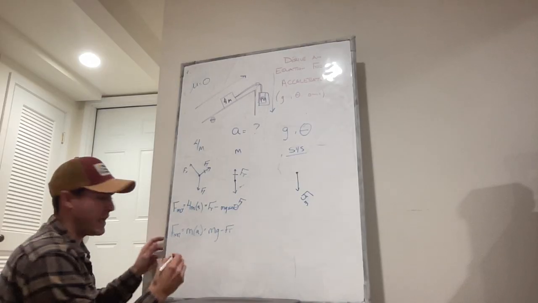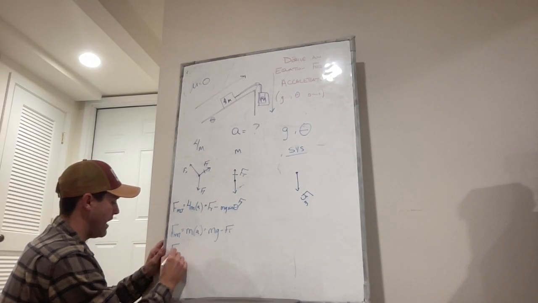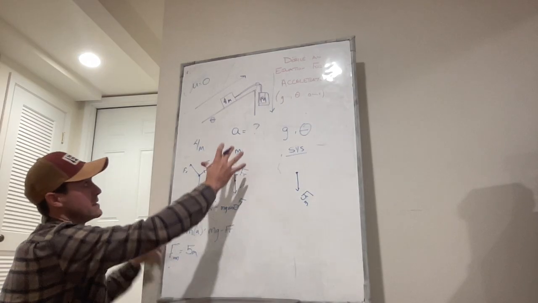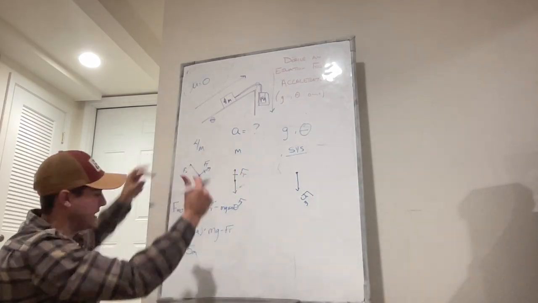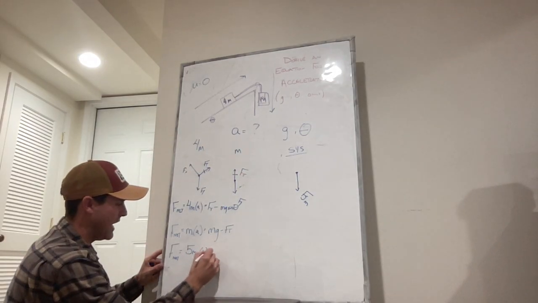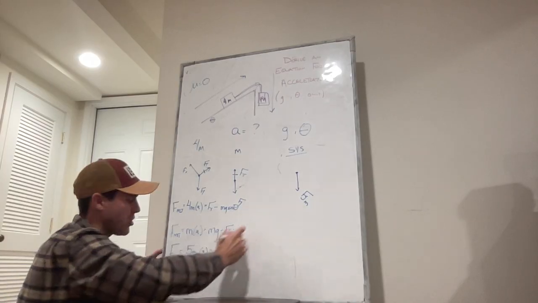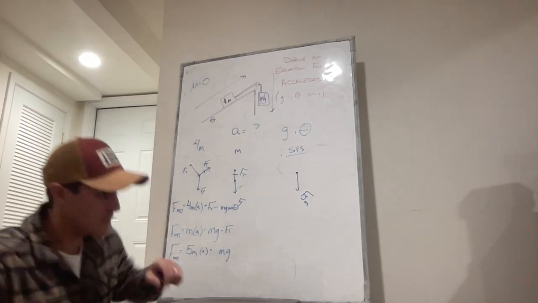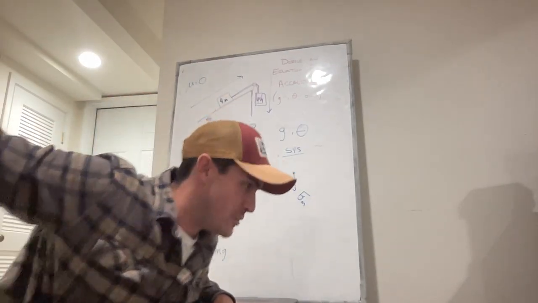The last equation we have for the entire system would be F net equals 5m times a, because the entire system is both masses together. That's equal to the only force causing it to move, which is m times g.